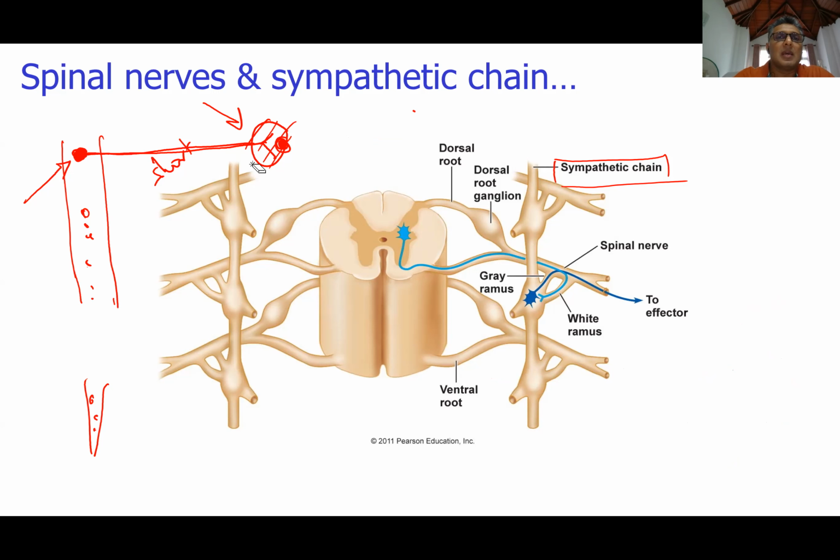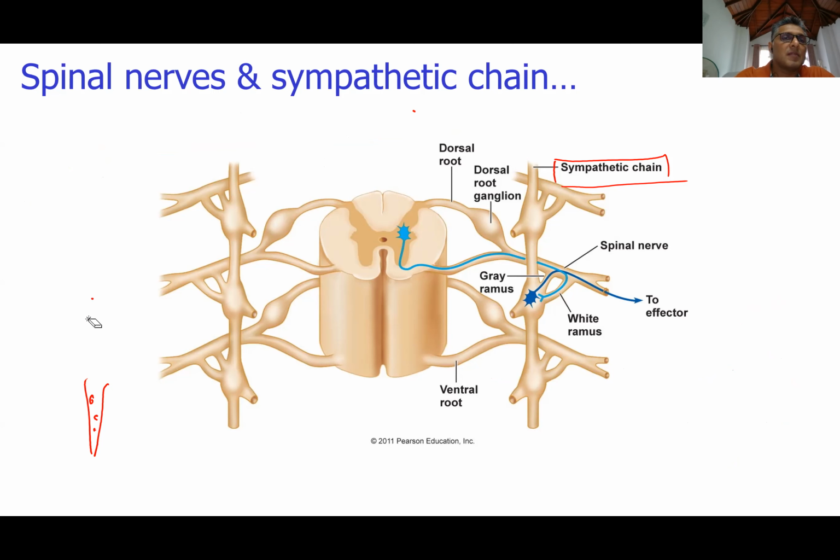Now you know the sympathetic chain is formed by the ganglia, which are collections of postganglionic sympathetic nerve cells, and the rest of the chain is formed by the fibers traveling up and down.